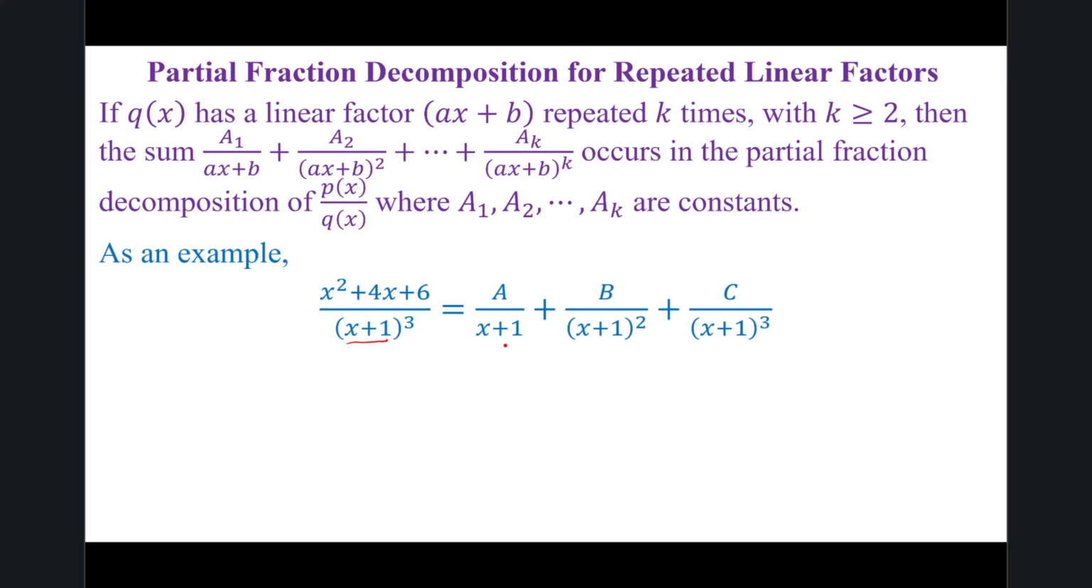Now, it's possible that A or B will be equal to 0. That can happen, and then that fraction will be gone. But it's also possible we'll need both the A, B, and then the C also. And in this case, we get 1 over x plus 1 plus 2 over x plus 1 squared plus 3 over x plus 1 cubed.